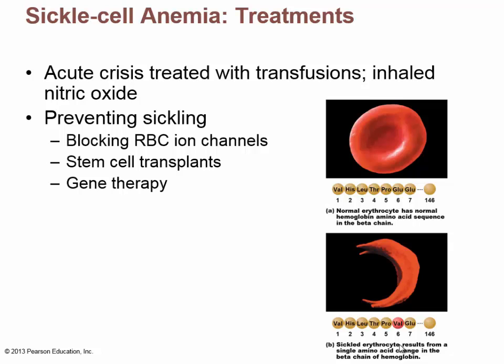The main thing they're trying to work on is how they can prevent a red blood cell from folding over and forming that sickling shape. They're looking at blocking certain red blood cell ion channels, they're looking at stem cell transplants, and they're looking at gene therapy. Maybe we can transplant all those stem cells in the bone marrow with normal ones. Maybe we can somehow replace and change your genes so that you start making normal red blood cells and not that bad amino acid in there.